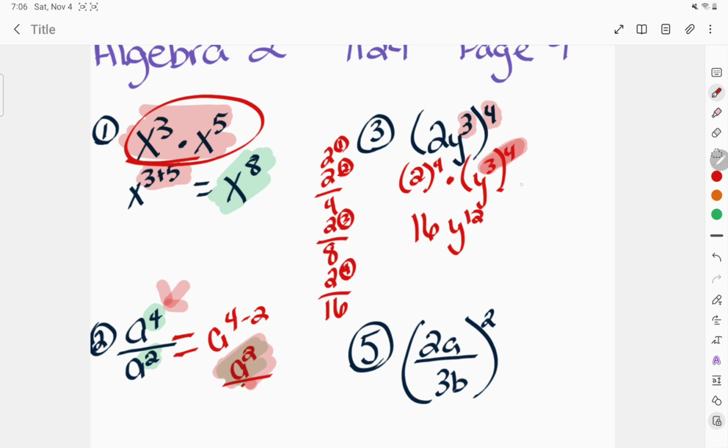The other way to look at it is you're saying y to the 3rd times y to the 3rd times y to the 3rd times y to the 3rd. If you're adding your exponents, that's 3 plus 3 is 6, plus 3 is 9, plus 3 is 12. Your final answer is 16y to the 12th.